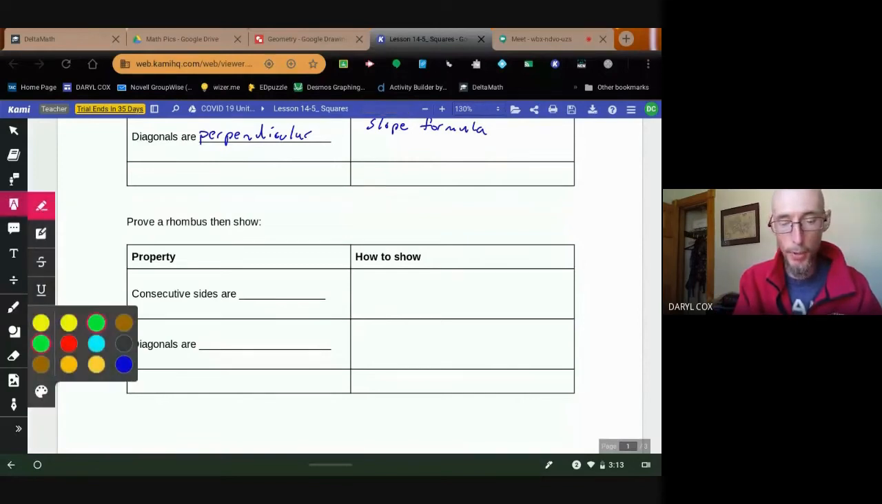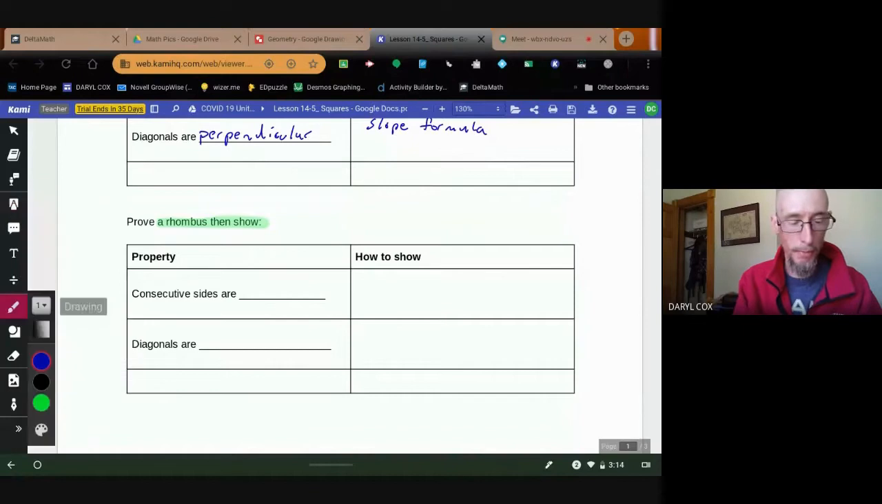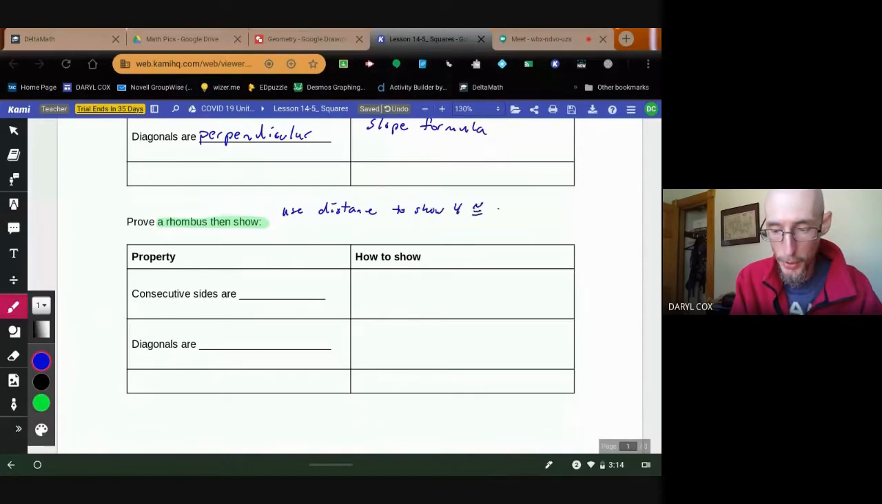Method number two, and I'll show you examples of both of these, is prove it's a rhombus first. Now we can prove it's a rhombus using what formula? The distance formula. If all four sides are the same distance, so I would use distance to show four congruent sides. That gives me my rhombus. Once I know it's a rhombus, then I look for what makes it special to be the square.